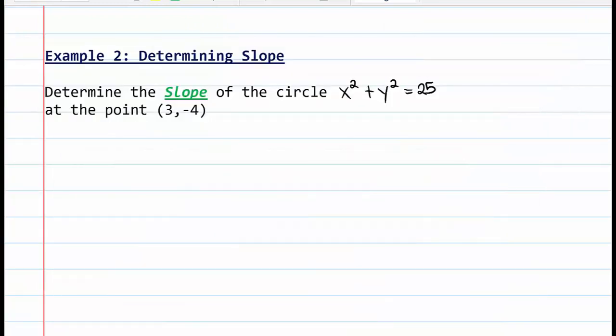Alright, so welcome back. We're going to start example 2. In example 2, we're going to be determining the slope, again, the slope of the circle x squared plus y squared is equal to 25 at the point 3 comma negative 4. So, determining slope, this is a big part of derivatives. Remember that derivative means rate of change, and rate of change is slope.